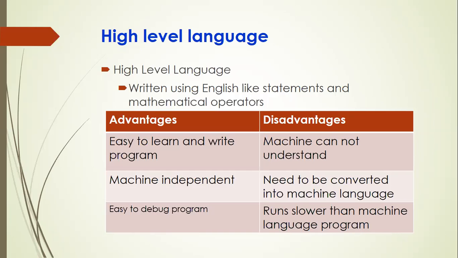And it is easy to detect the errors and correct them in the case of a high-level language program. So that means debugging is easy. But the problem is a computer cannot understand a high-level language program. So the program written in a high-level language should be converted into machine-level language. For that, again, we need a translator. A high-level language program can be converted into a machine-level language program either by using a compiler or an interpreter.